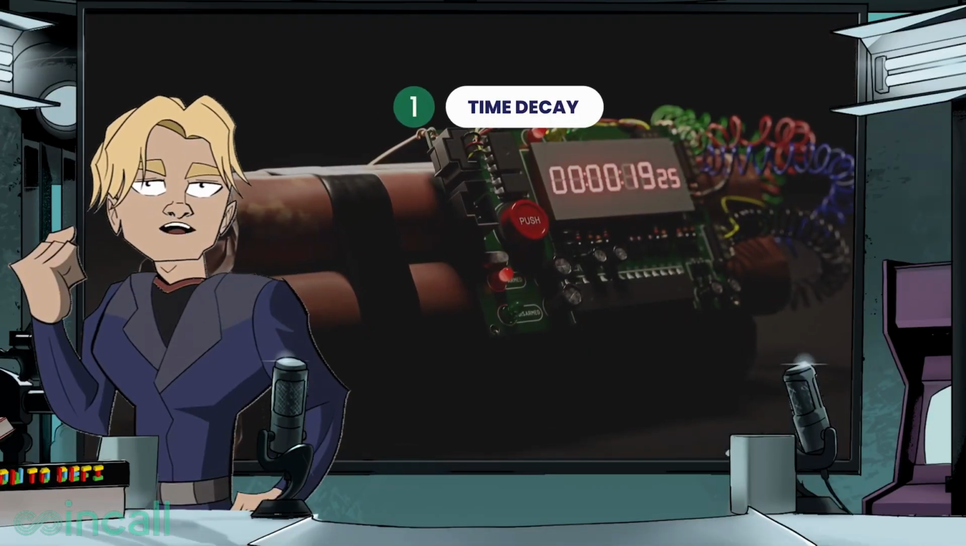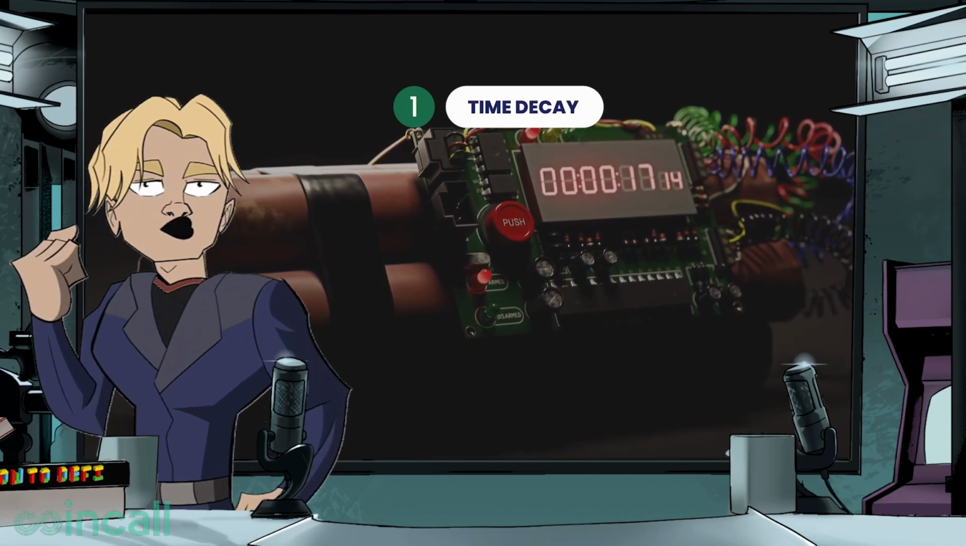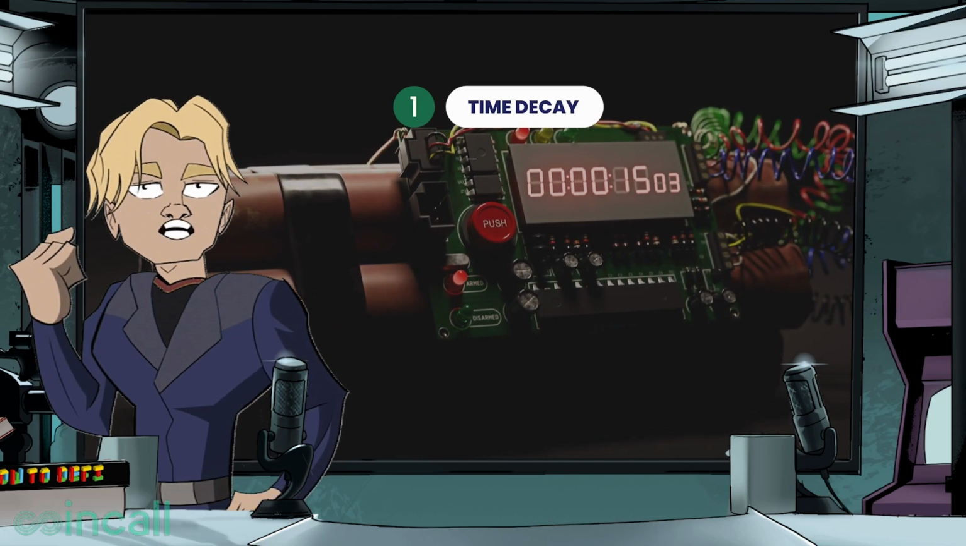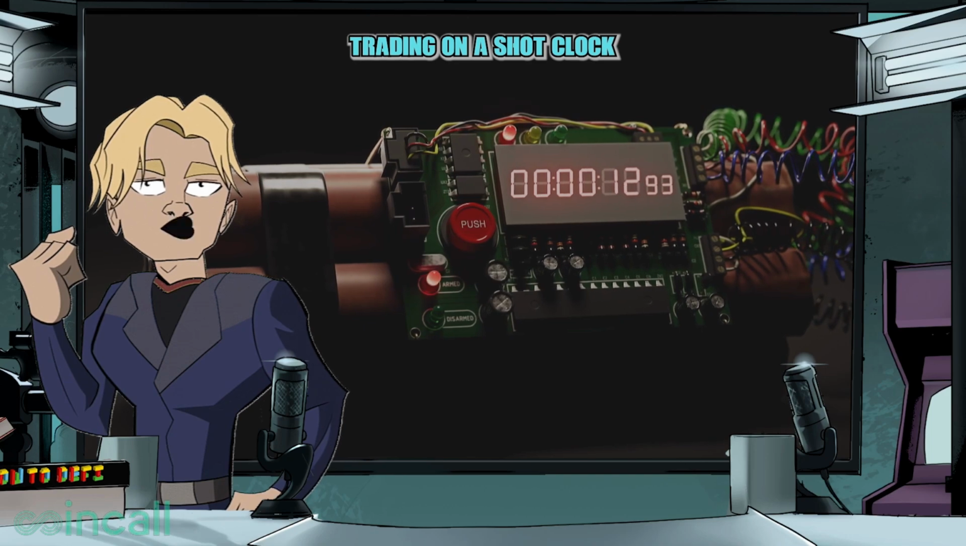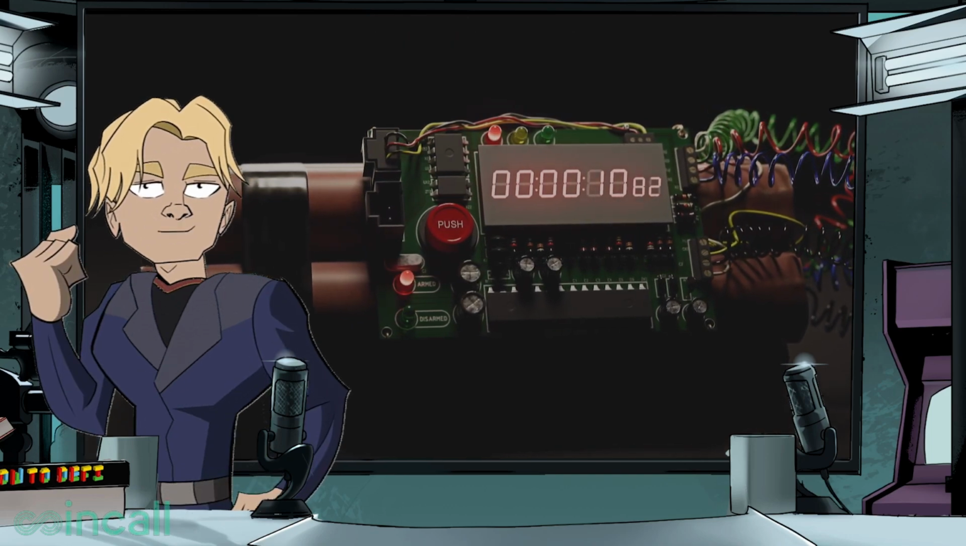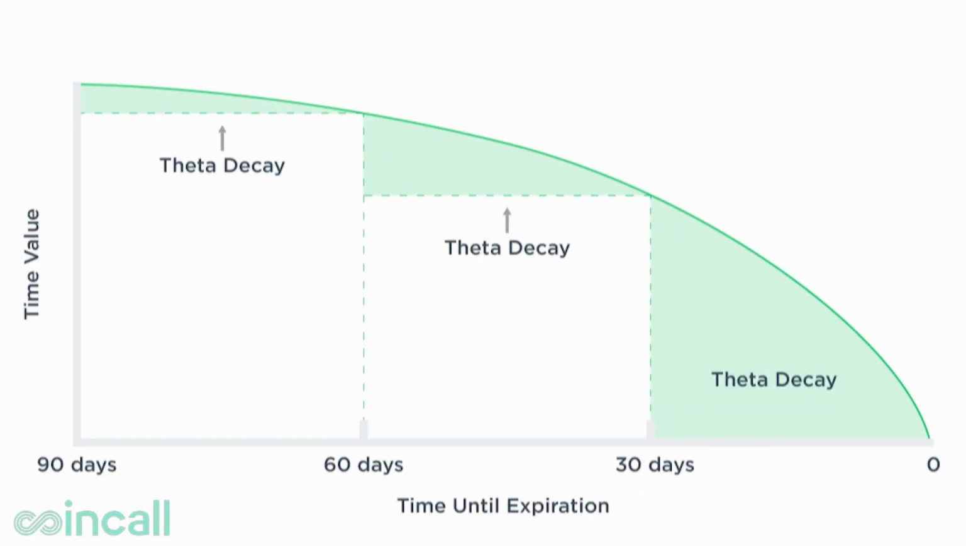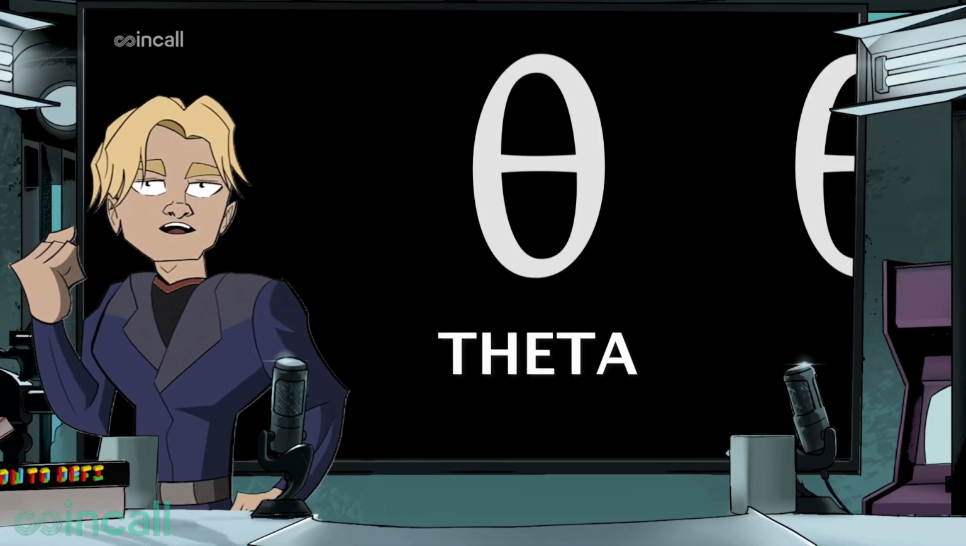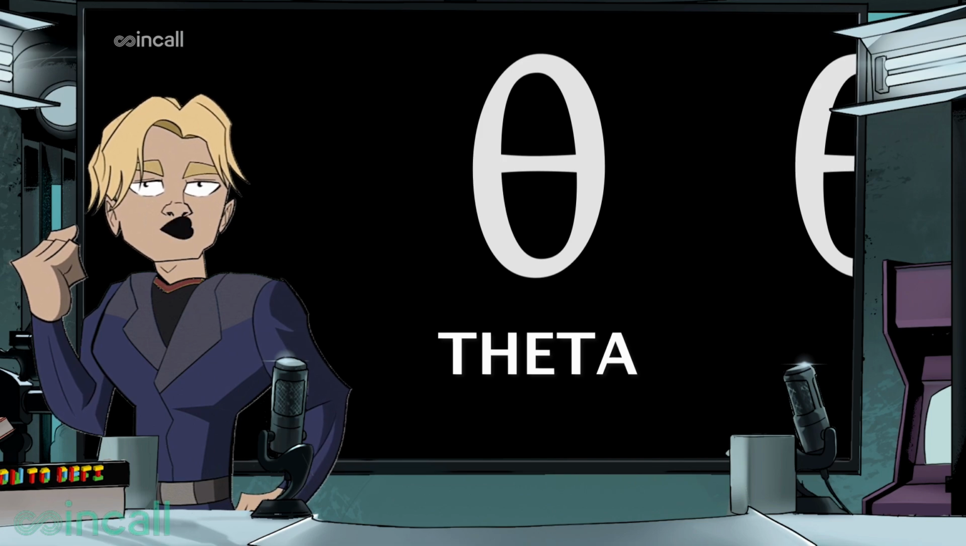Our first con is time decay. As I mentioned in video number 2 of this series, trading options is a lot like trading on a shot clock. This is because these contracts come with an expiration date. The more time that passes without price surpassing your strike, the more value of your options will crumble. This is time decay, also known as Theta, an impeccable foe which we'll be discussing more in depth throughout this series.